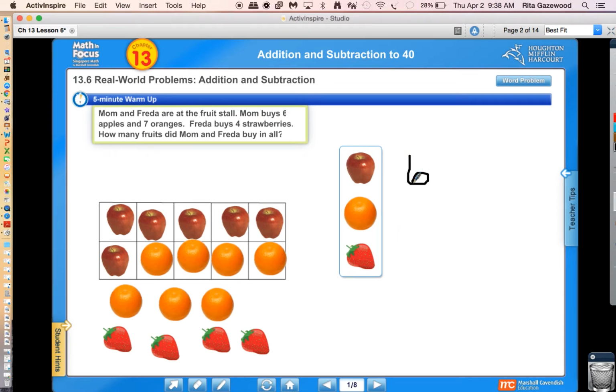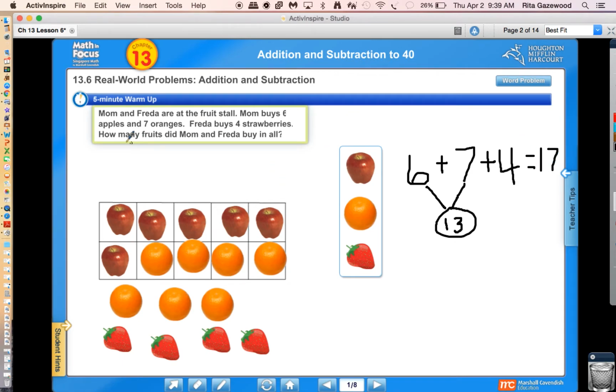We have 6 apples and, or we say plus, 7 oranges and, or plus, 4 strawberries. We'll begin with what Mom bought. Mom bought the fruit over here. She bought the apples and the oranges. So 6 and 7 make, this is where the 10 frame comes in handy, 10, 11, 12, 13. So Mom bought 13 pieces of fruit and Frida bought 4 strawberries. So 13 and 4, we've got our 13. 13, 14, 15, 16, 17. So 13 plus 4 equals 17.